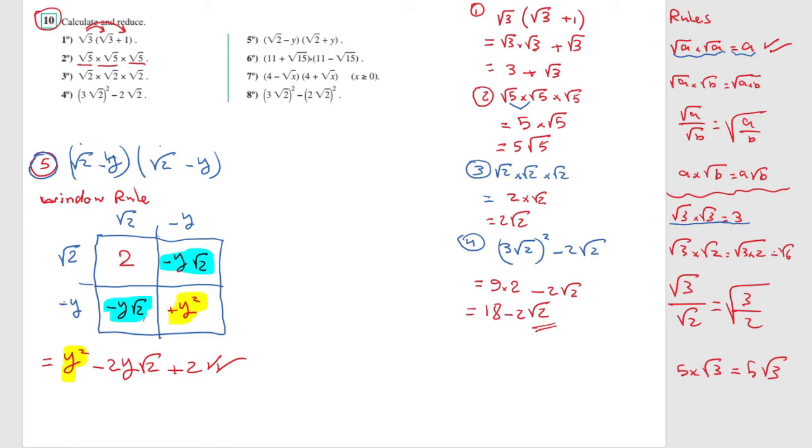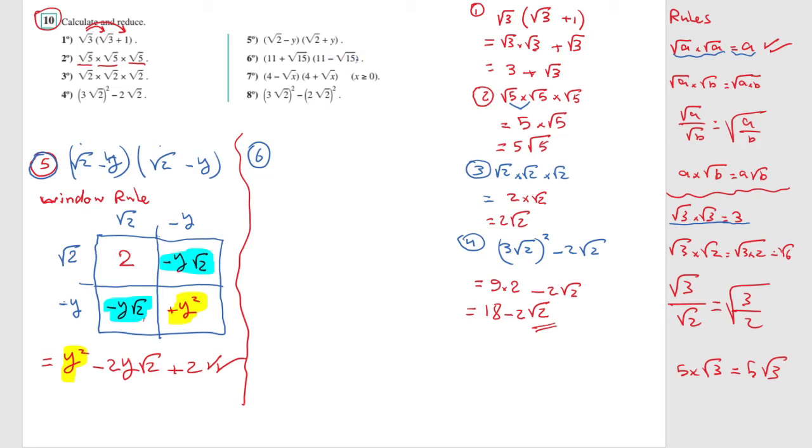Number 6, again number 6, it's the same idea. So let me put number 6 here. In number 6 I have radical 11 plus radical 15 into 11 minus radical 15.